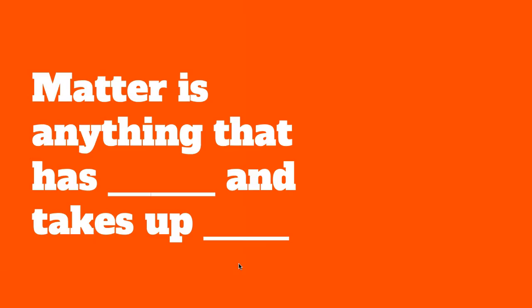So before we talk about chemical reactions, we need a quick reminder. Matter is anything that has mass and takes up space. Even if you can't always see it, like air, it still counts as matter because it has mass and it occupies space. This definition is important because chemical reactions don't create matter out of nothing, and they don't make matter vanish. They just rearrange the matter that already exists.